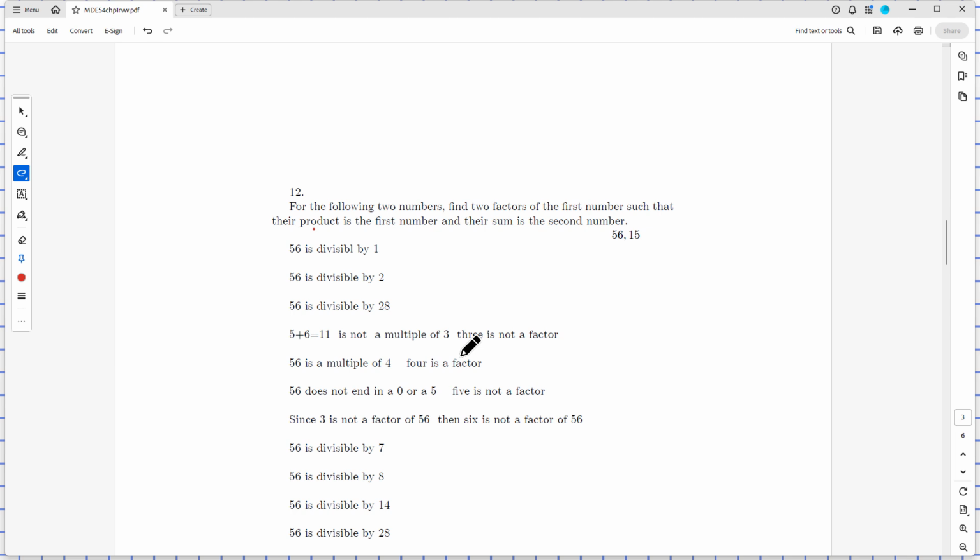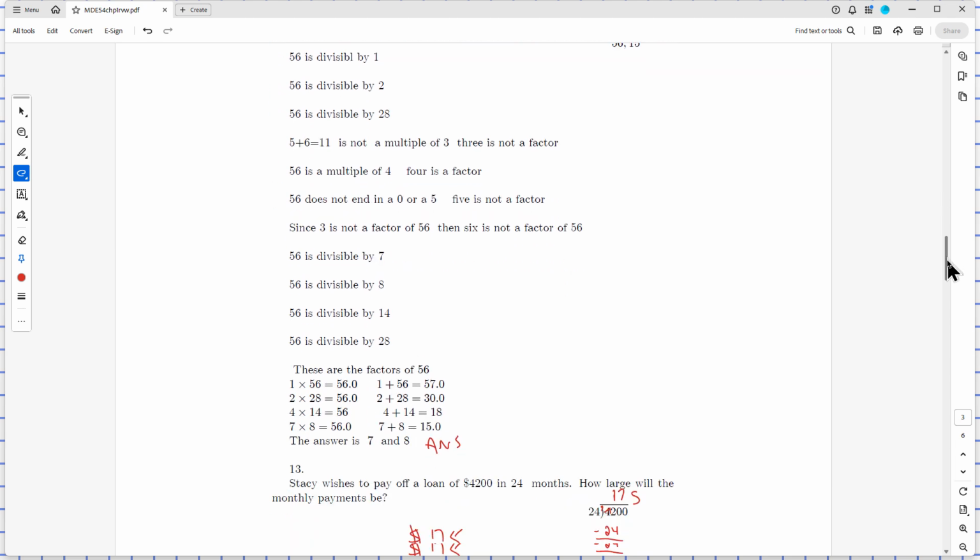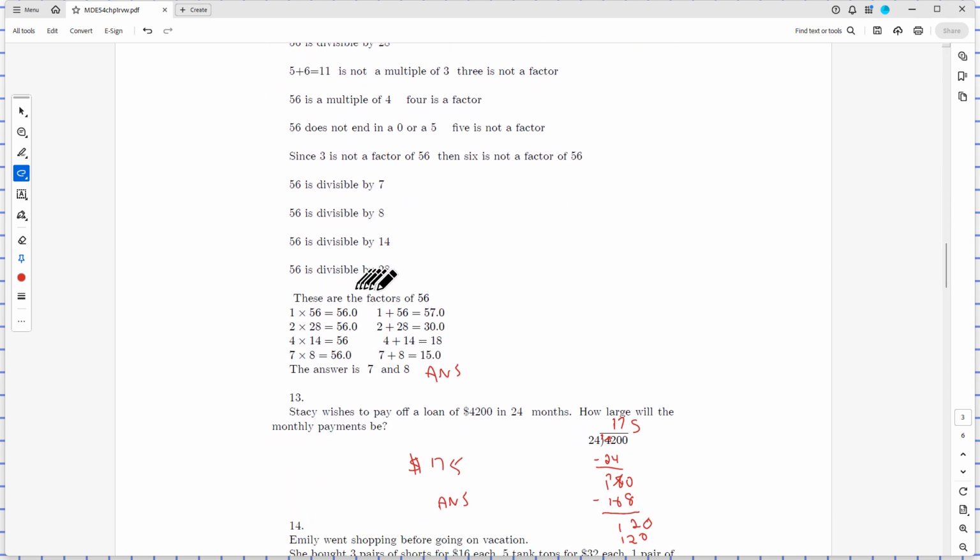It doesn't end in a 0 or 5, so 5 or 10 is not a factor. Since 3 isn't a factor, 6 is not a factor. 7 will go into it evenly. 8 will go into it evenly. And 4 times 14 is 56. 14 goes into it evenly. So you have the factors of 56 here. And when you add them up, which ones add to 15? It's just 7 and 8 add to 15.